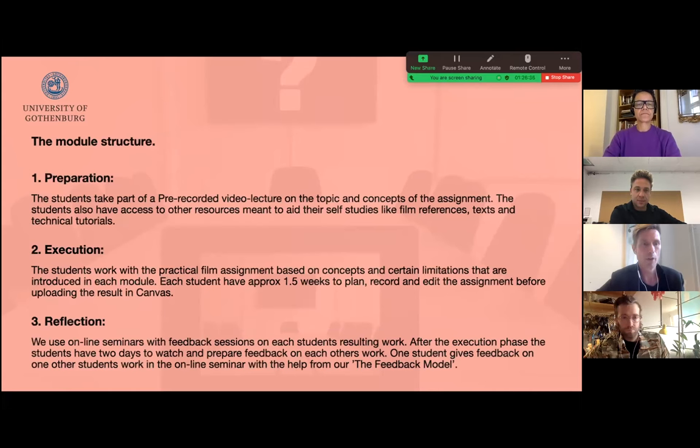And the third step is reflection. So we use online seminars with feedback sessions on each student's resulting work. After the execution phase, the students have 2 days to watch and prepare feedback on each other's work. One student gives feedback on one other student's work in the online seminar with the help from our feedback model.